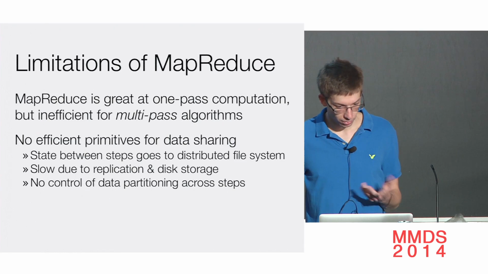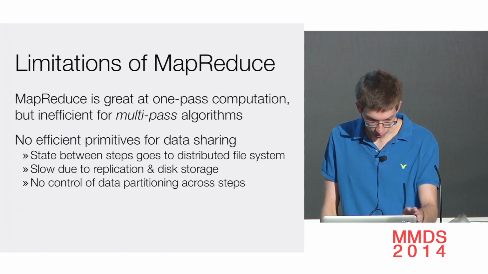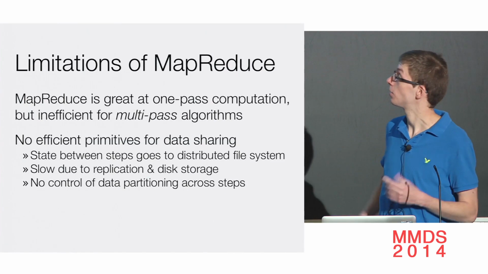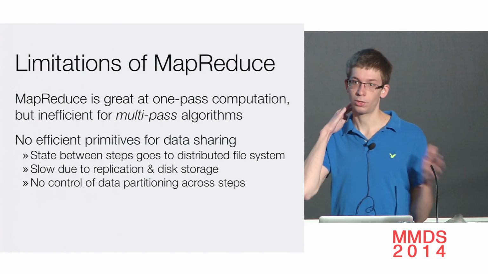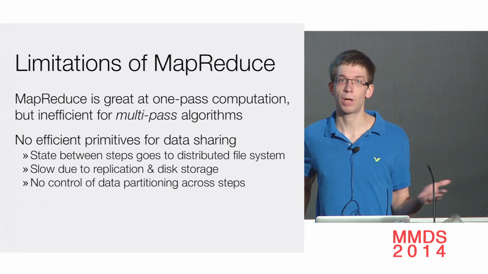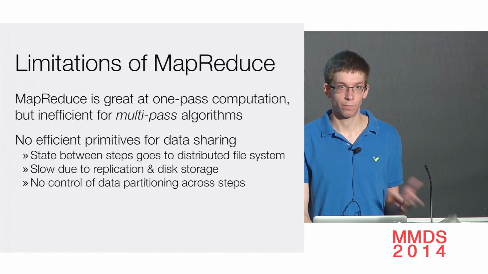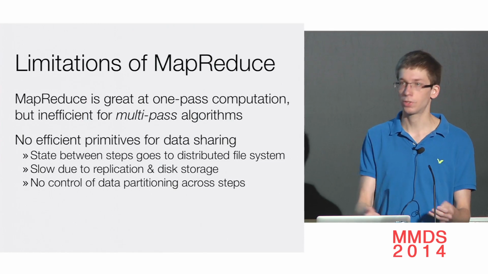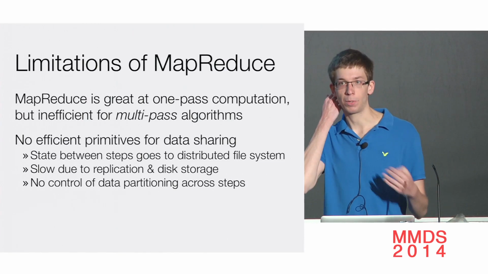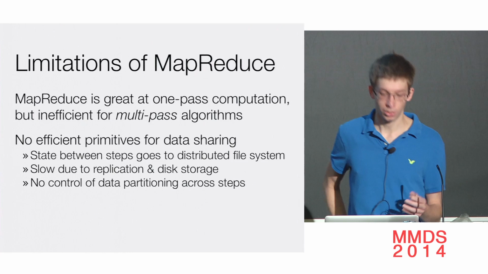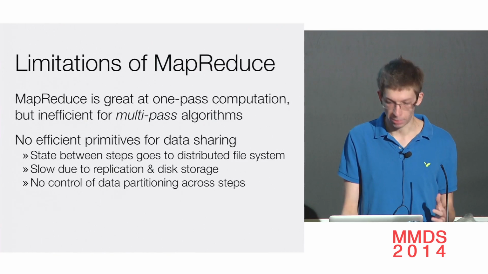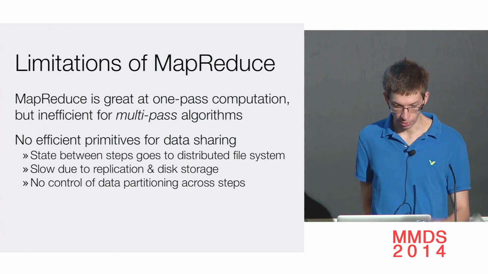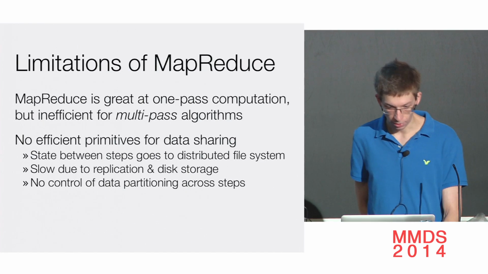So basically, there's 3 reasons why it's inefficient. The first one is that you need to share state across the passes. And in MapReduce, there's no abstraction for storing state. Instead, you have to save your state to a distributed file system and load it back in the next MapReduce job. So if you have a computation that you can't express as a single MapReduce step, you spend a lot of time reading and writing out state from this distributed file system.